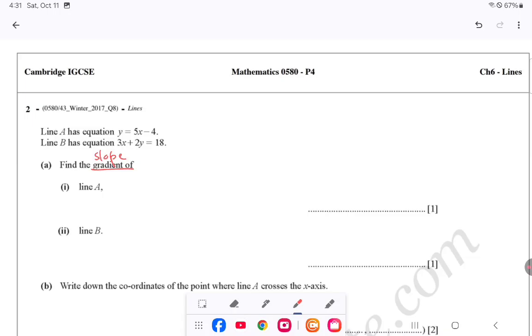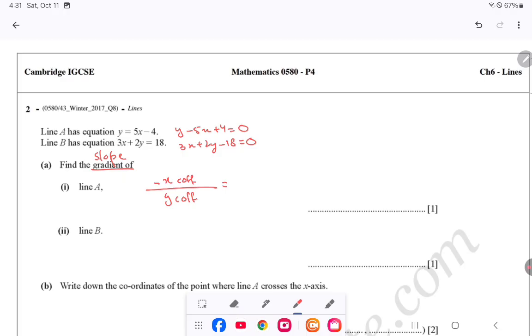In order to find the slope of a given line, we have to use the formula negative of the x coefficient divided by the y coefficient. First we have to arrange the line equation. It will become y minus 5x plus 4 is equal to 0, when we subtract 5x and add 4 on both sides. Again, for line B, 3x plus 2y, and subtracting 18 on both sides. This is the correct form for the line.